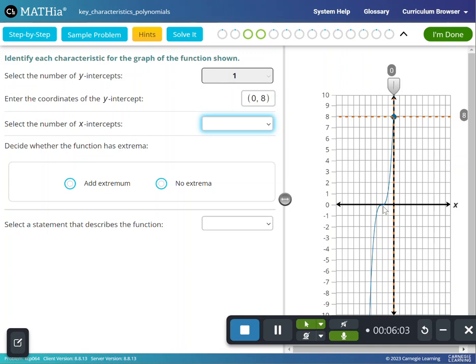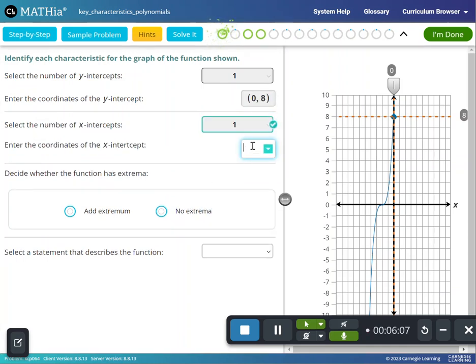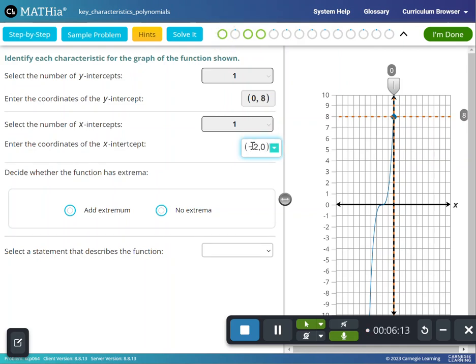Name the number of x-intercepts. I can see one right here at -2. There's only one, and it's at (-2, 0). Remember that for y-intercepts, the x is 0, and for x-intercepts, the y is 0. Okay, do we have any extrema? No. This is a cubic function. It basically goes up and up and up and down and down and down. It doesn't really have any extrema. This point is a point of inflection.